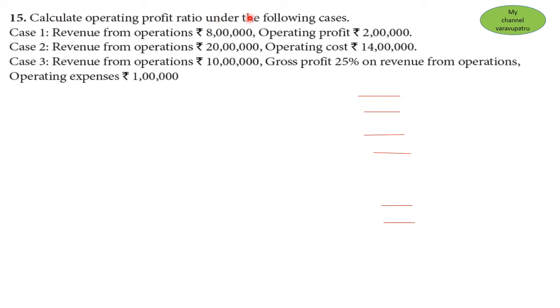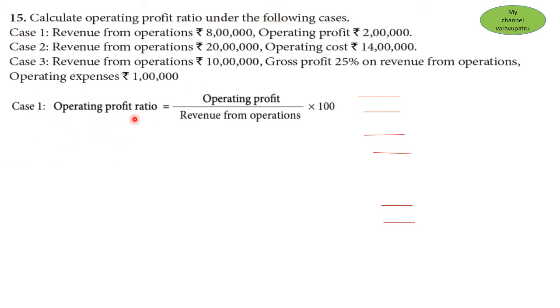Calculate operating profit ratio under the following cases. Case 1. Operating profit ratio is equal to operating profit by revenue from operation into 100. Operating profit is 2 lakhs, revenue from operation is 8 lakhs. 2 lakhs divided by 8 lakhs into 100 is equal to 25%.